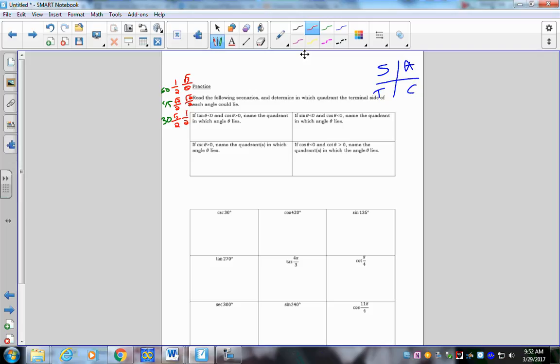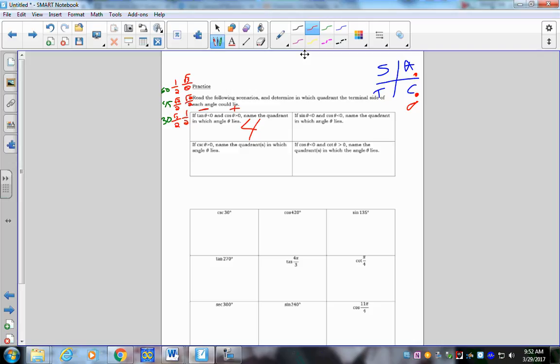All right, so it tells me that if the tangent is less than 0, meaning tangent's negative, and cosine is positive, which quadrant would my angle be in? Okay, well, let's think about our positives first because there's less of those. Cosine is positive in which two quadrants? Here and here. Well, in which of those options is tangent also negative? Only in quadrant 4 is it negative. So quadrant 4 is where that angle would fall.